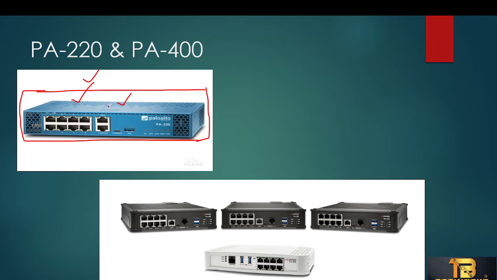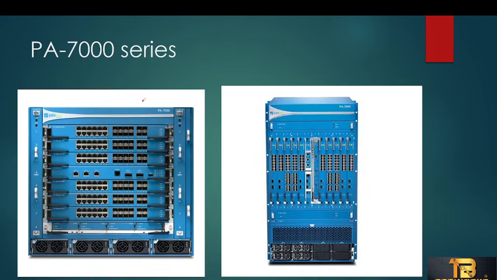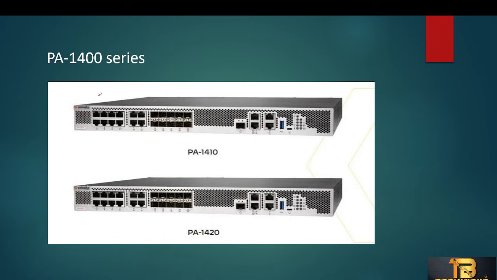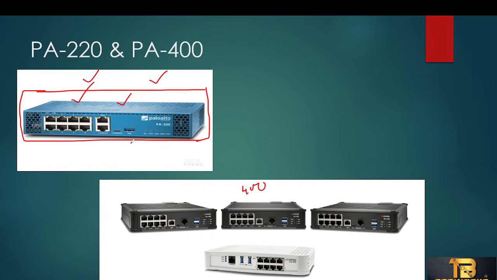So we will be having multiple models. The first one is the PA-220, and we will be having PA-400 series firewalls, the 5200 and 3200 firewalls, the 7000 series firewalls, and the 1400 series firewalls. So why are we having multiple models? Why can't we use only one model in every organization?